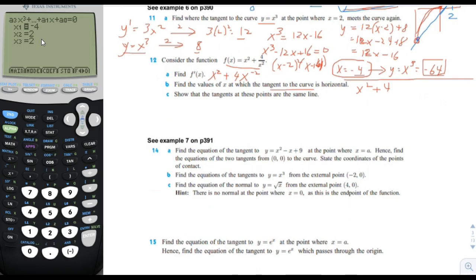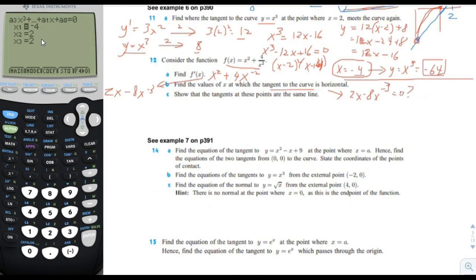Oh, I'm sorry, I didn't take the derivative yet. Got to take the derivative first. So I'm going to take the derivative of that. It's going to be 2x minus 8x to the negative 3, right? All right, now I'm going to check when is the derivative, which is 2x minus 8x to the negative 3, when is that equal to 0?